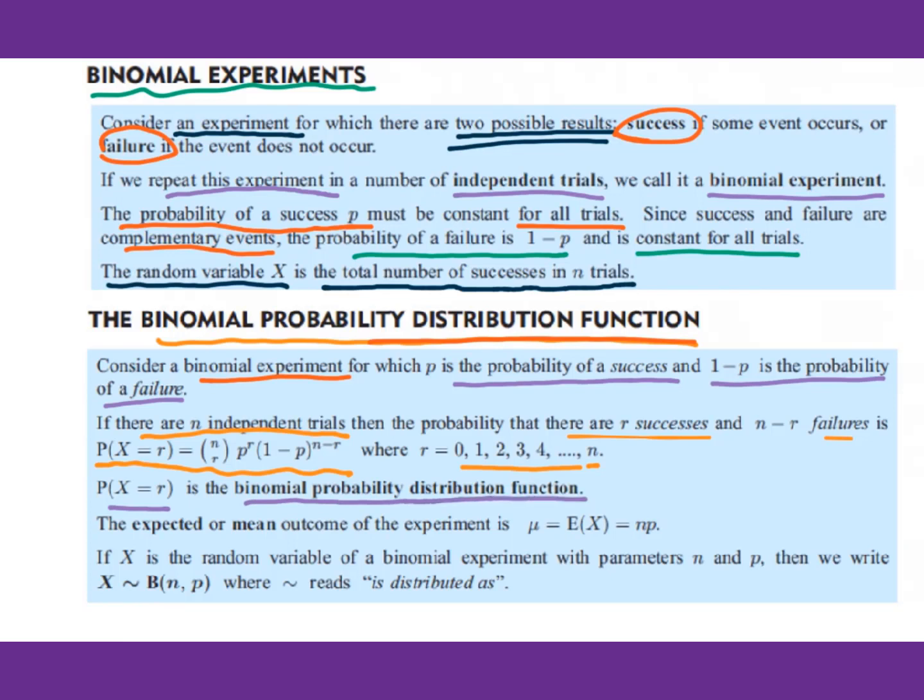The expected or mean outcome of the experiment, mu equals expectation of X equals np. If X is the random variable of a binomial experiment with parameters n and p, then we write X is distributed binomial.